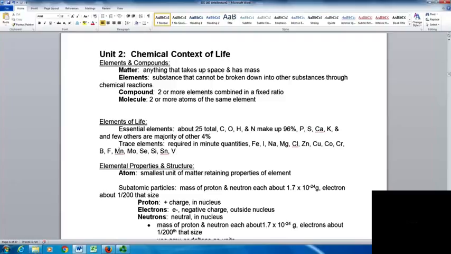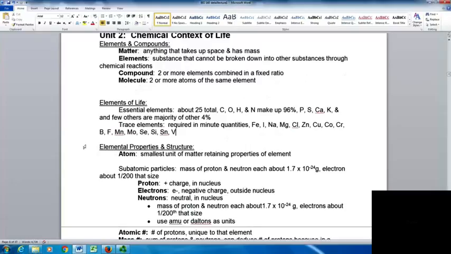A compound is just two or more elements combined in a fixed ratio. So that would be something like H2O with water. You've got hydrogen and oxygen, and they're in a fixed ratio of 2 to 1. A molecule is going to be two or more atoms of the same element. So that would be something like O2 or N2 gas, where it's just one element and there's more than one of them involved.